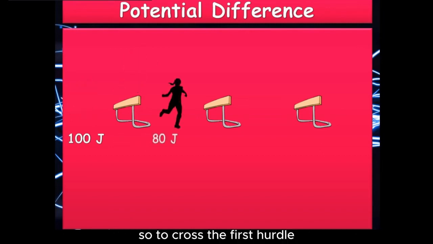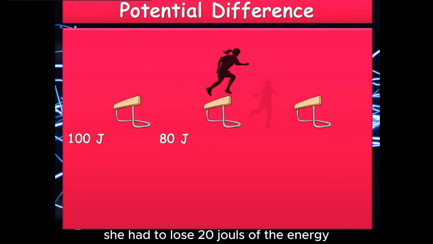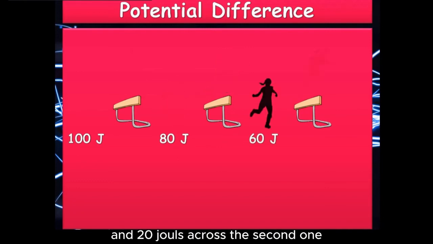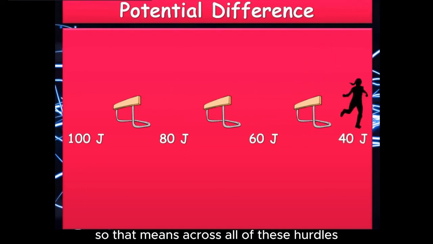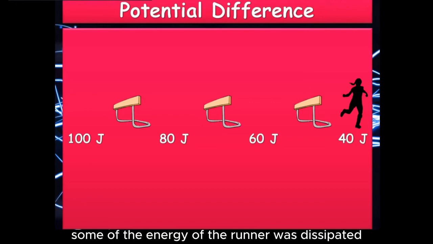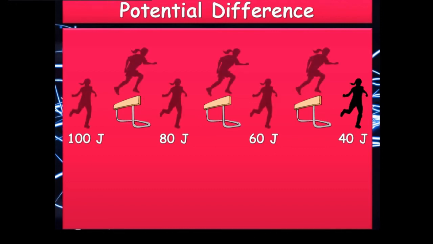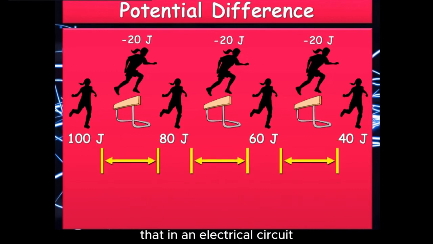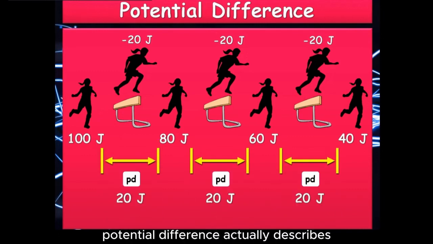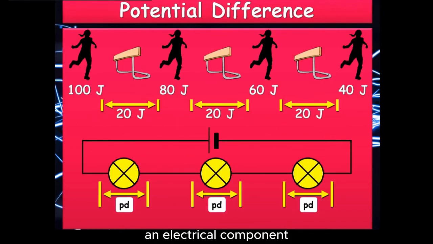To cross the first hurdle, she had to lose 20 joules of the energy, and 20 joules across the second one, and 20 joules across the third one. That means across all of these hurdles, some of the energy of the runner was dissipated to overcome the obstacle. You could take this analogy to an electrical circuit, in which potential difference describes the amount of energy that is dissipated across an electrical component.